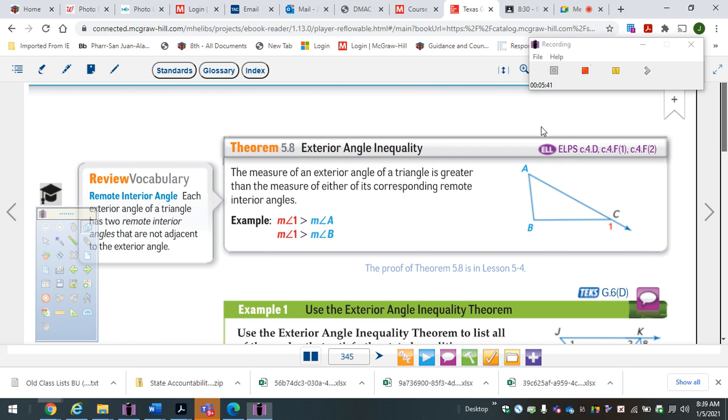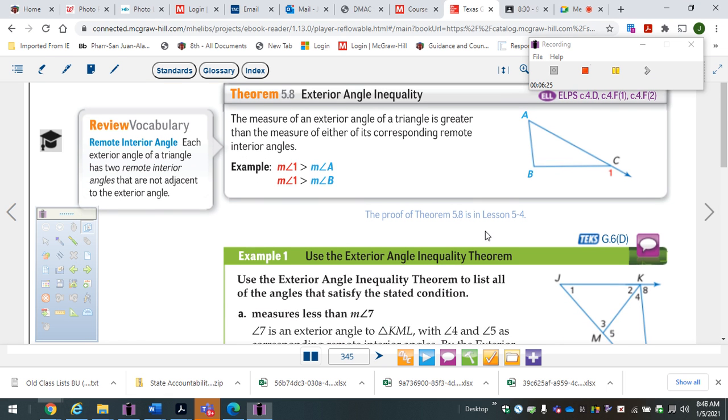So here's the exterior angle inequality. Remember, this is your exterior angle. These are your interior angles. Remember, this one is equal to the sum of these two here. So when we add these two smaller ones up, they add up to that bigger one. So individually, you can say the measure of angle 1 is greater than angle A, and the measure of angle 1 is greater than angle B. So the measure of an exterior angle of a triangle is greater than the measure of either of its corresponding remote interior angles. Okay, I'm going to take a break real quick, guys, and let y'all copy that down.